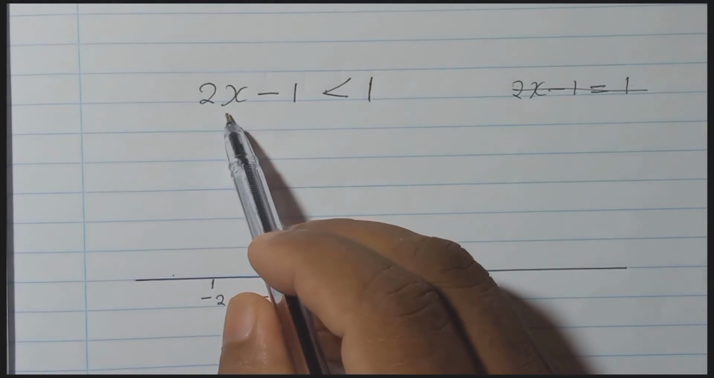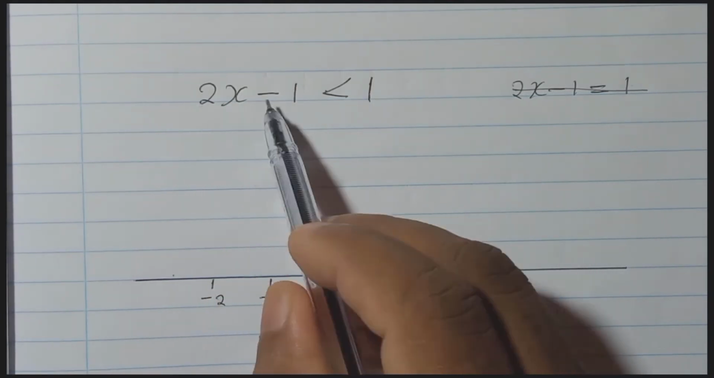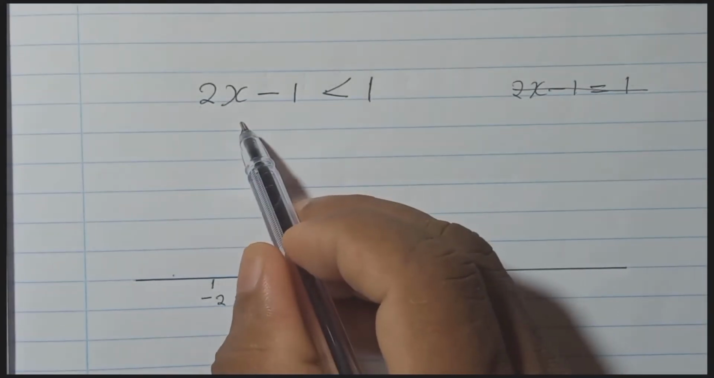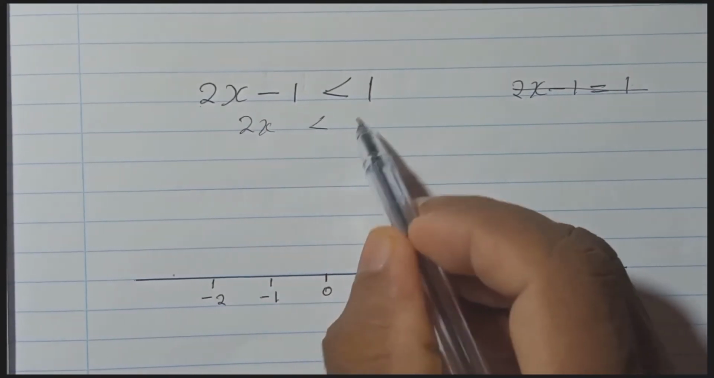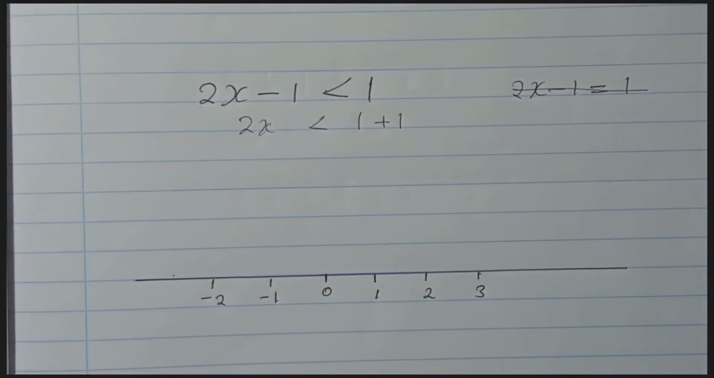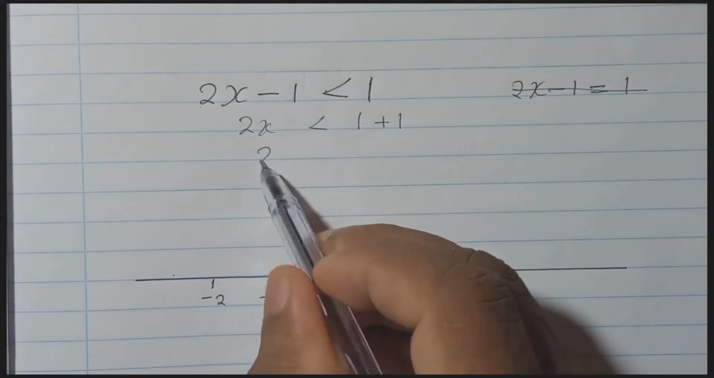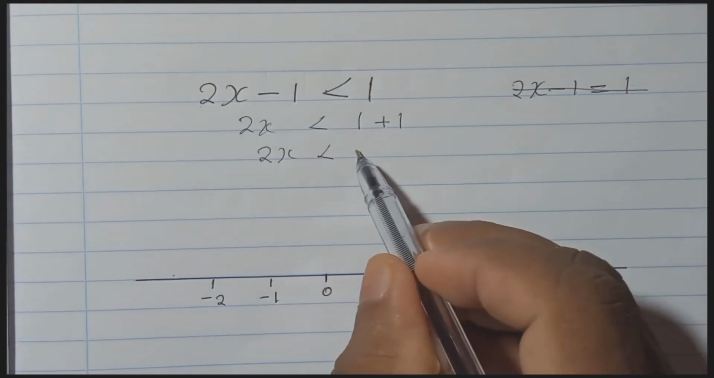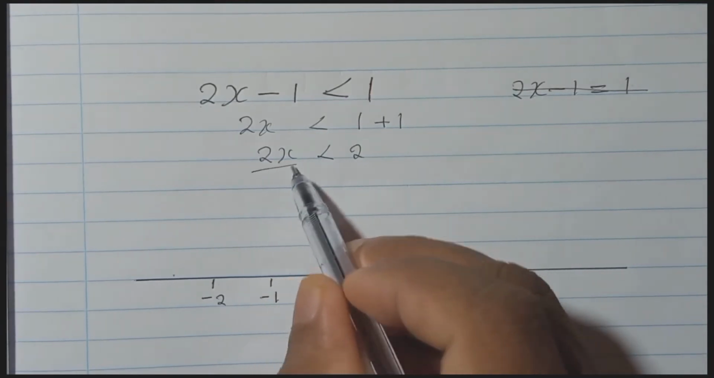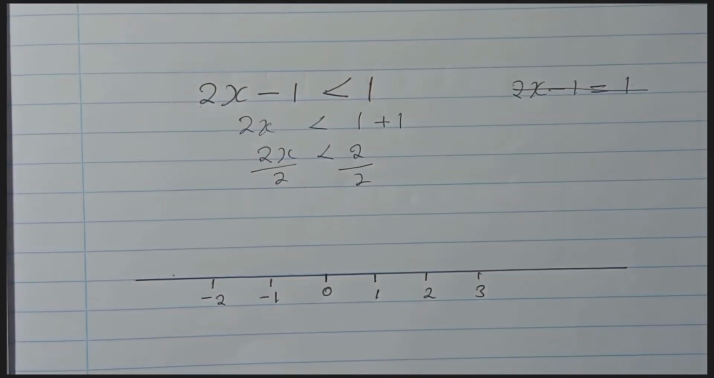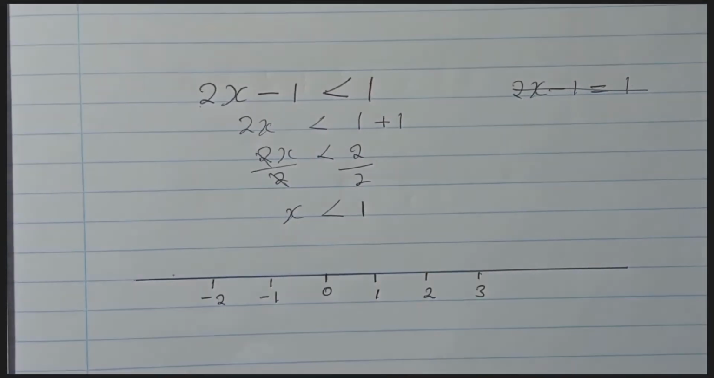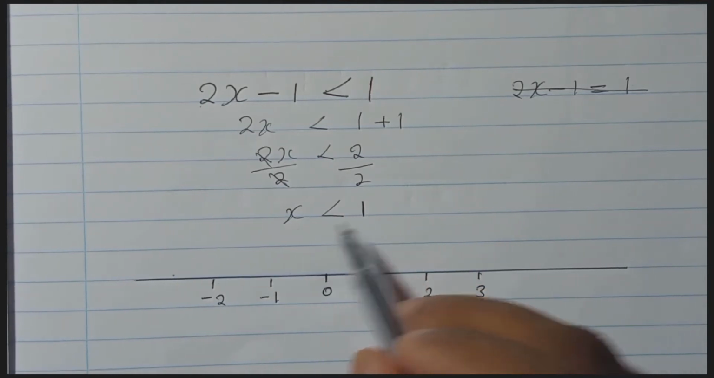Now how to make x the subject? Very simple. You have to remove the 2 and the minus 1. Minus 1 bring to here, so here will be 2x. When you bring this minus 1 to here, it will be plus 1, like an equation. Now here you will have 2x, and 1 plus 1 is 2. Now both sides you should divide by 2. Then here you will have x, here you will have 1. Now x is less than 1, right?